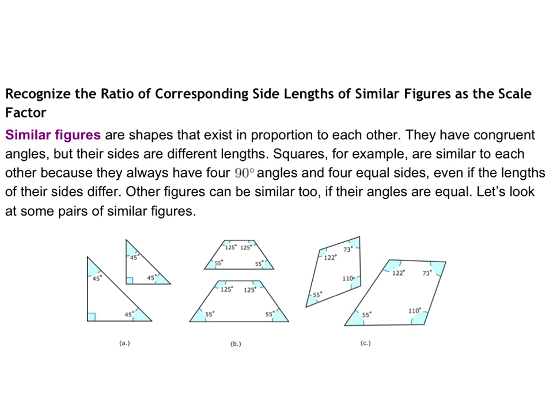So this first one here, we know it looks similar because we've got a couple of 90-degree angles and then a 45-45. Okay, so they both have angles that match up. Same thing with this trapezoid here. We've got 55s, 125s, 55. And these last two, we call them kites. You've got a 55, a 73, a 122, and a 110. So all of the angles are the same. So we can say that they do appear similar.